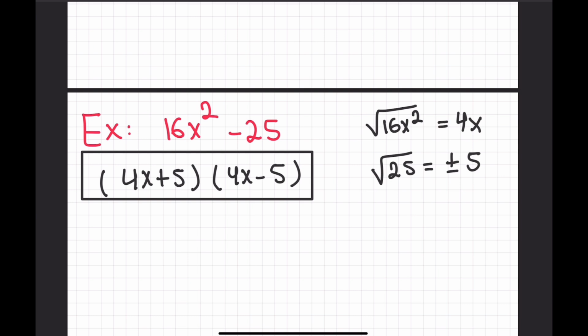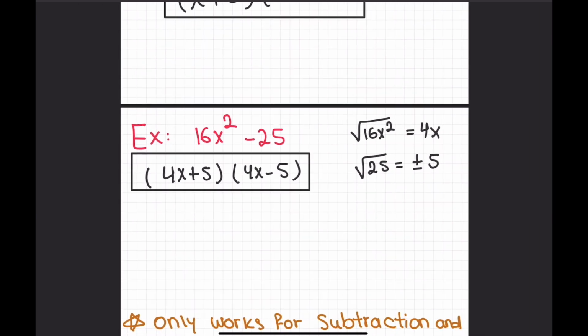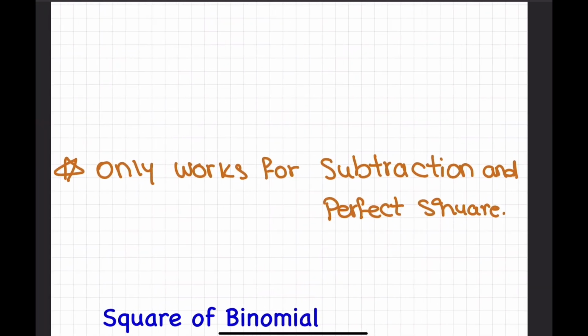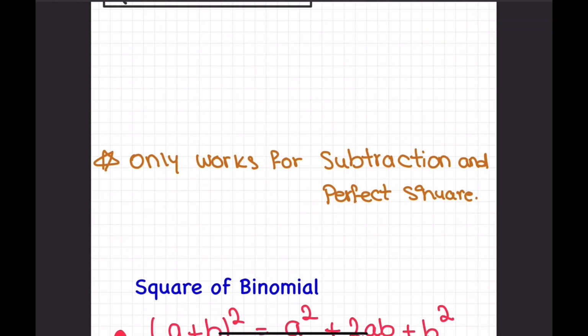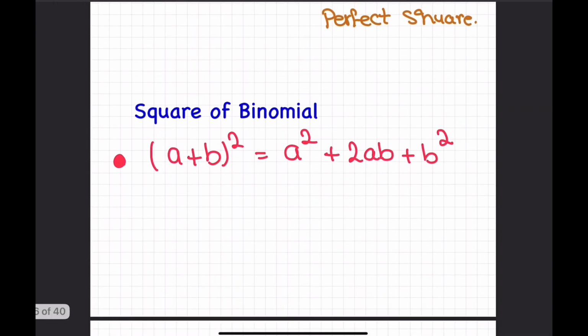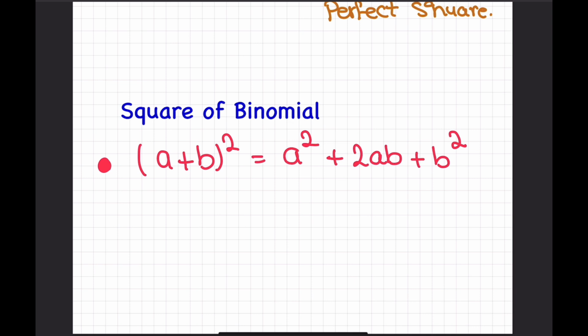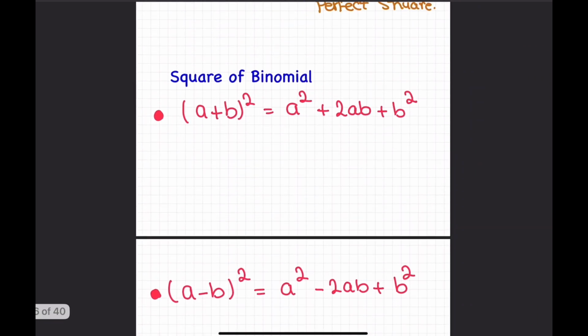So just remember, this only works for subtraction and perfect squares. Otherwise, you cannot use this formula. After this, we're going to jump to the square of a binomial. This also has two formulas which you need to memorize.